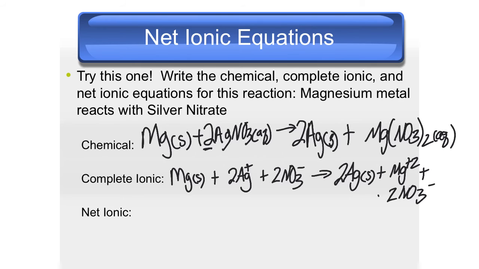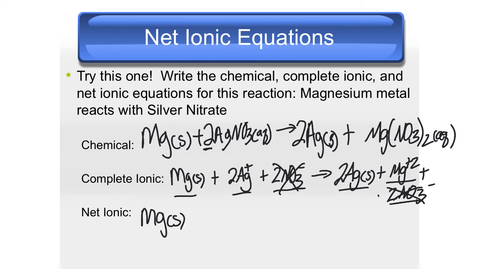Now we look to see if there's spectators at all. In a single replacement reaction, you will only have 1 type of spectator. In a double, you'll have 2. So if we look, going from a solid to a charge, that is a change. Going from a charge to a solid, that is a change. The only one that did not change was your nitrate. That is your spectator.